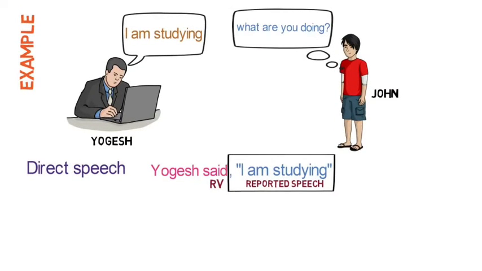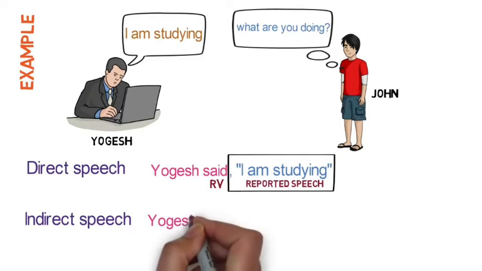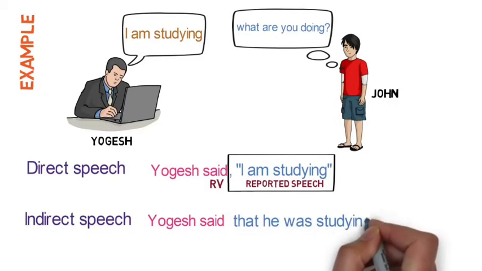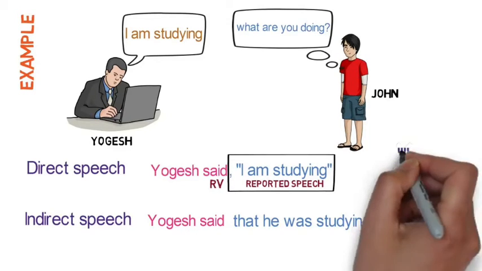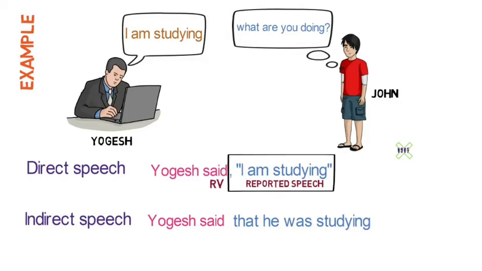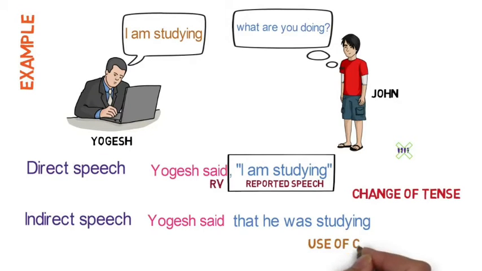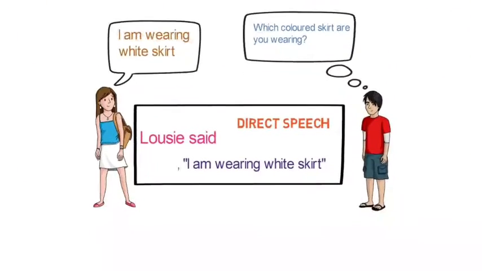We saw that in direct speech we use the words as they are. Yogesh said, "I am studying." Now converting this to indirect speech, it becomes: Yogesh said that he was studying. What are the changes that you can identify here? First is removal of inverted commas. Second is change of tense. You can see the present became past tense. And third is the use of the conjunction that. Please remember these changes.